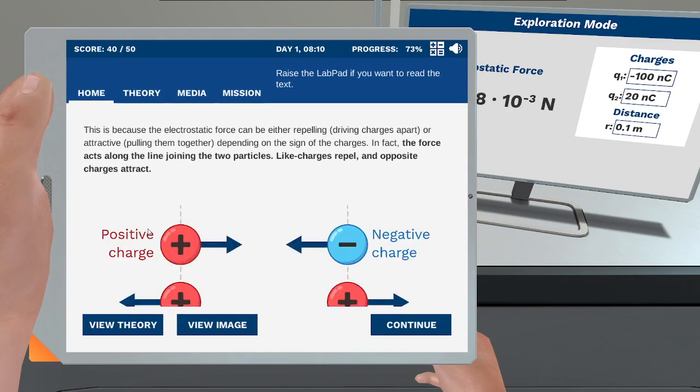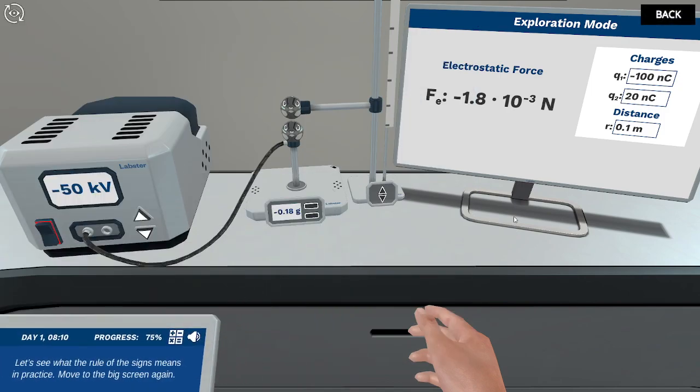This is because the electrostatic force can be either repelling or attractive depending on the sign of the charges. In fact, the force acts along the line joining the two particles. Like charges repel, and opposite charges attract. Let's see what the rule of the signs means in practice. Move to the big screen again.